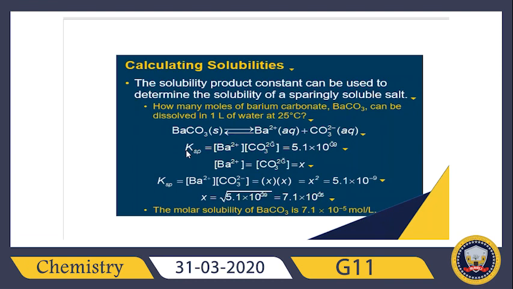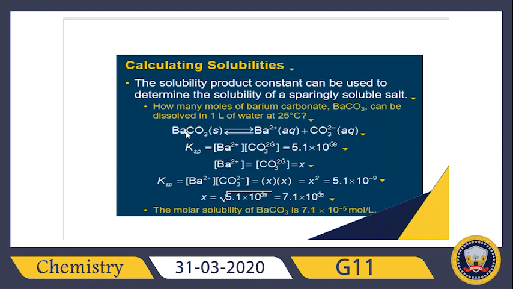So from the table, Ksp for barium carbonate is equal to what? Is equal to 5.1 times 10 to negative 9. Okay, and as we know, this is the formula of Ksp, and here we have the balanced equation for the dissociation of the barium carbonate.